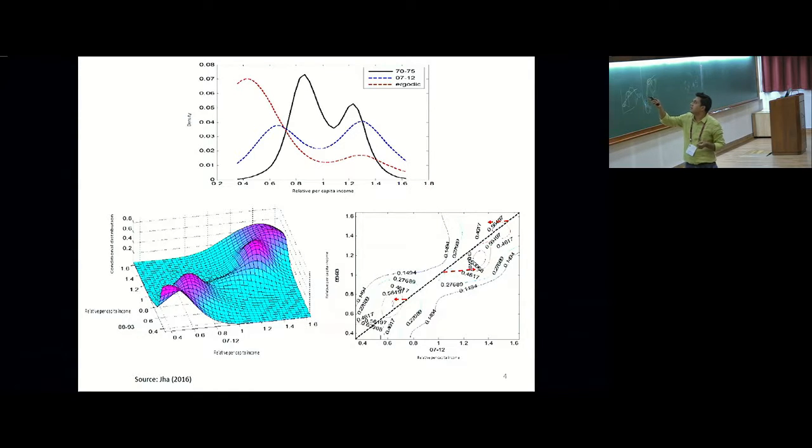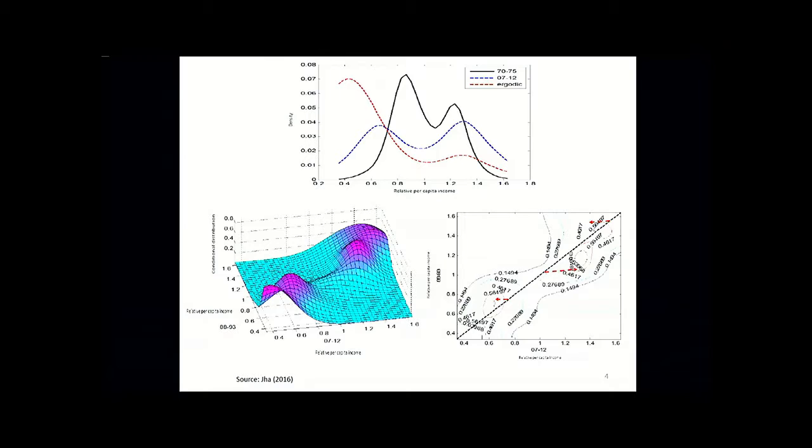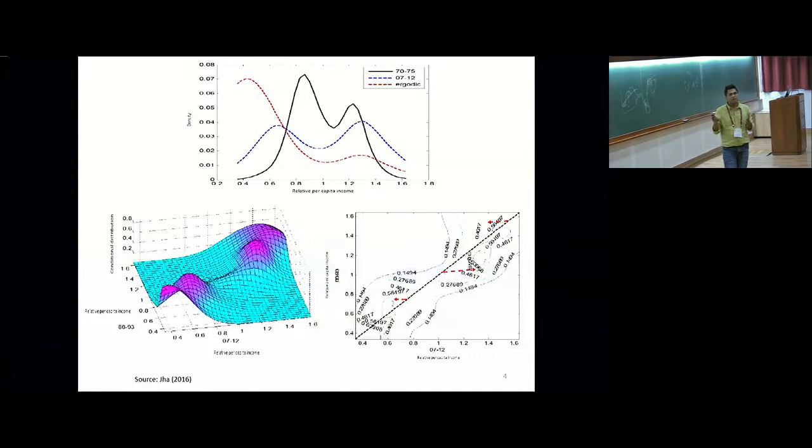Similarly, here it is much clearer. These are the kernel density plots of GSDP per capita income of Indian states. And we can see that in the 1970s there were two poles, but these poles were closer. But in the 2007 to 2012 period, these poles have moved apart from each other, right? So there was a divergence between the poles, but at the same time, some polarization was happening.